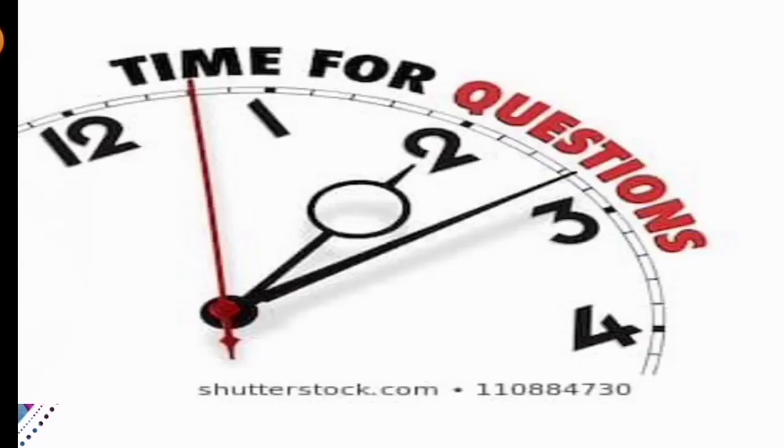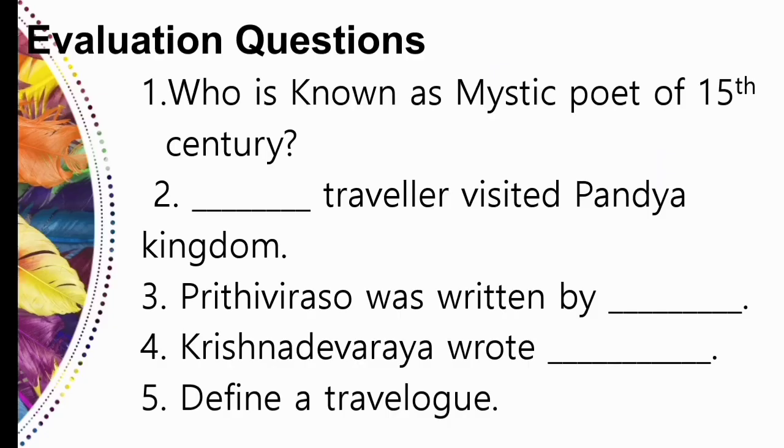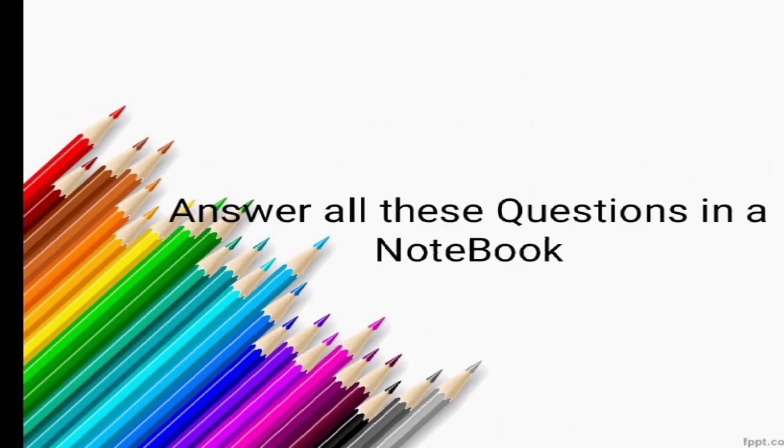So children, now let's see some evaluation questions related to this session. If you have any doubt, you can go through the whole session once again. Who is known as the mystic poet of the 15th century? Which traveler visited the Pandya kingdom? Prithviraj Raso was written by whom? Krishnadevaraya wrote a book called what? And define a travelogue. Answer all these questions in the notebook which you are maintaining for social science.